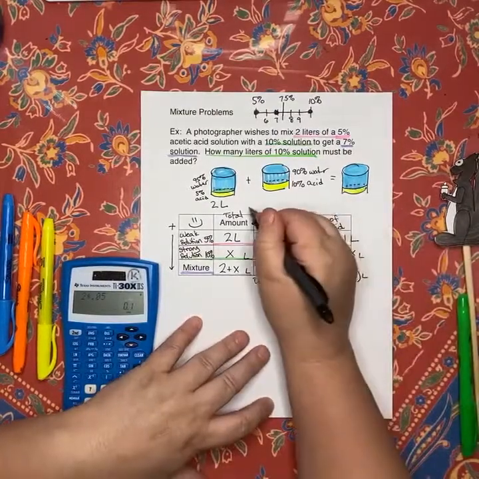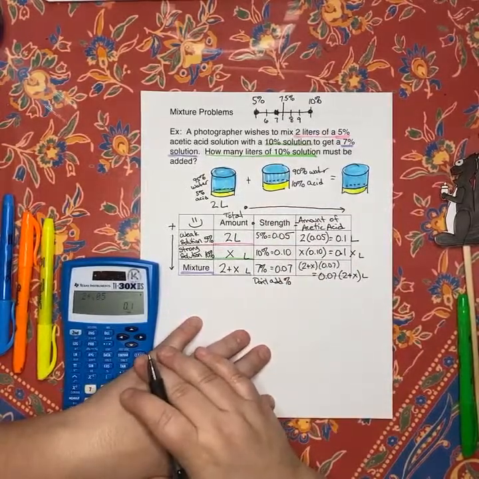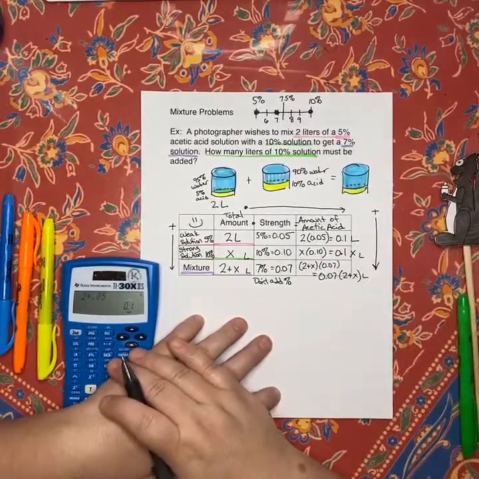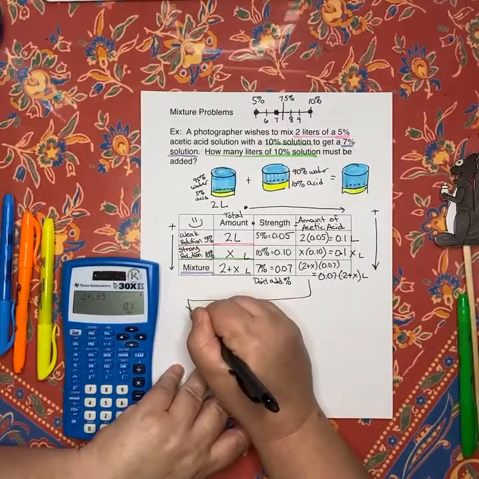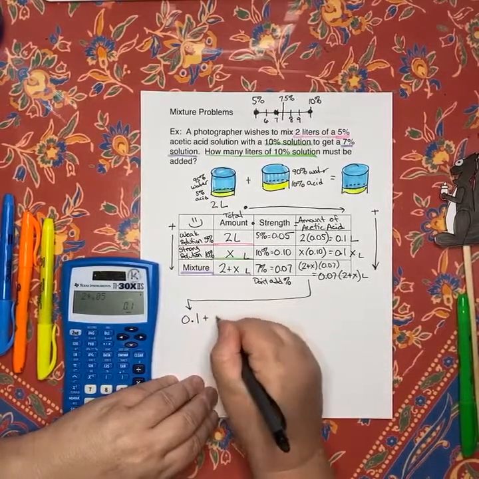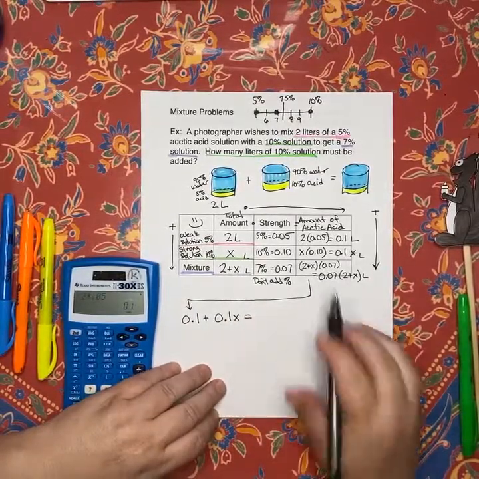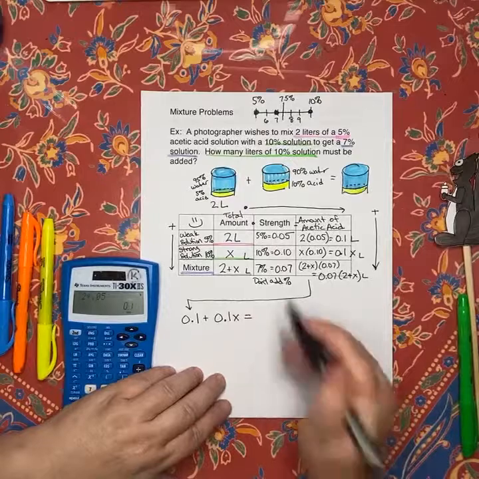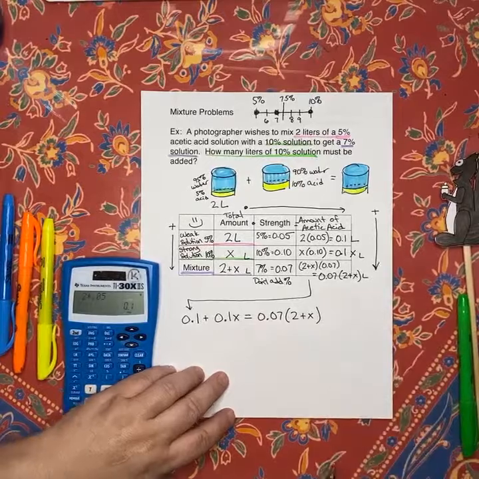I'm going to remind you, the way we set up mixture problems is generally formulas that multiply across the top, and then results that you can add. So I'm going to take just the last column, and I'm going to write it out as an addition. 0.1 plus 0.1x equals, so these are the two solutions we're mixing, and that equals 0.07 times the quantity 2 plus x.